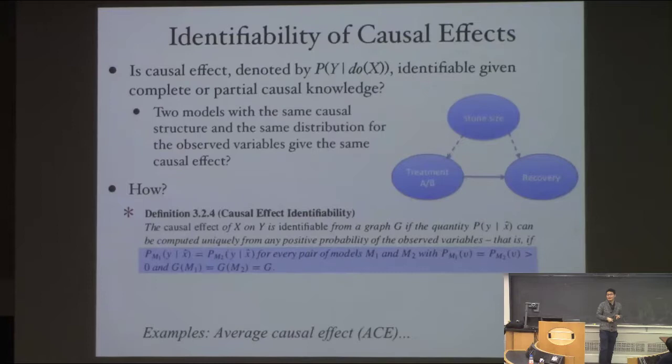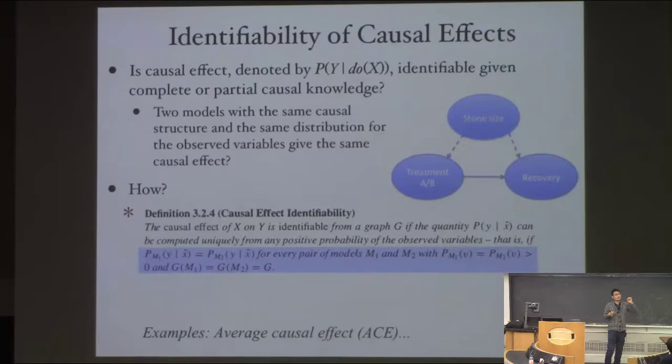Then you want to answer the following question. I have two models. By model, I mean causal structure and observational data, or the distribution of some variables implied by the observational data. I want to see whether the two models can always give the same estimate of the causal effect. I want to see whether they always give rise to the same conditional distribution of y given do x. If the answer is yes, we say the causal effect is identifiable, because the information I have, which is the model, can give a unique answer to the question.